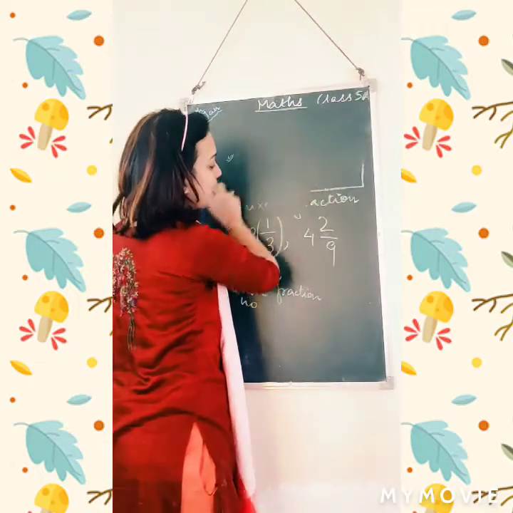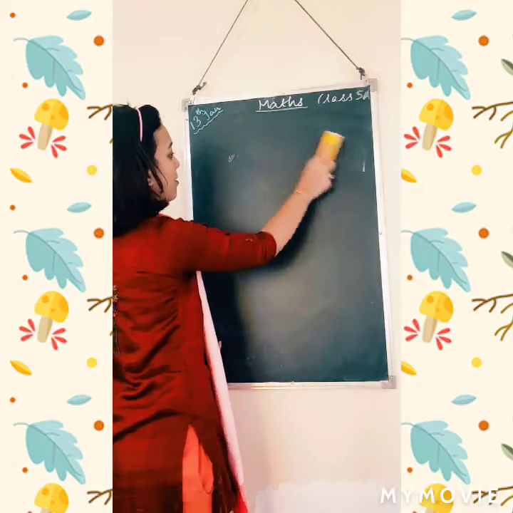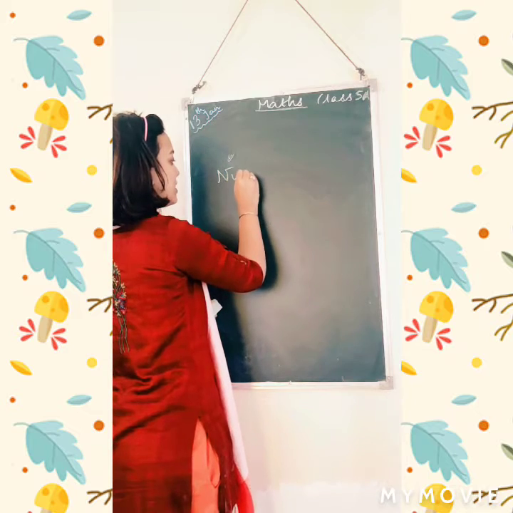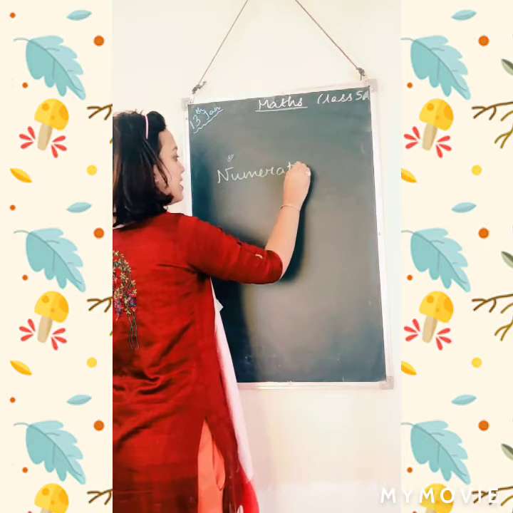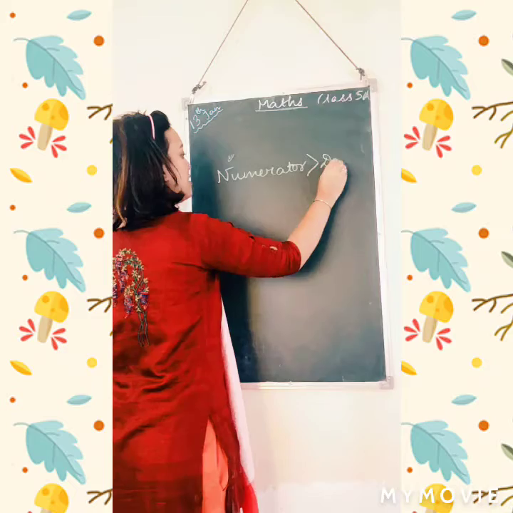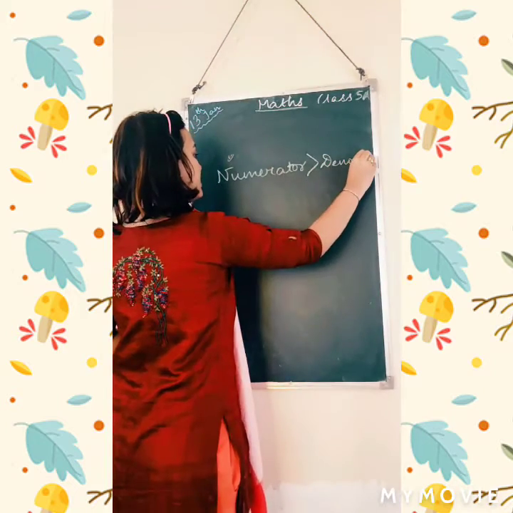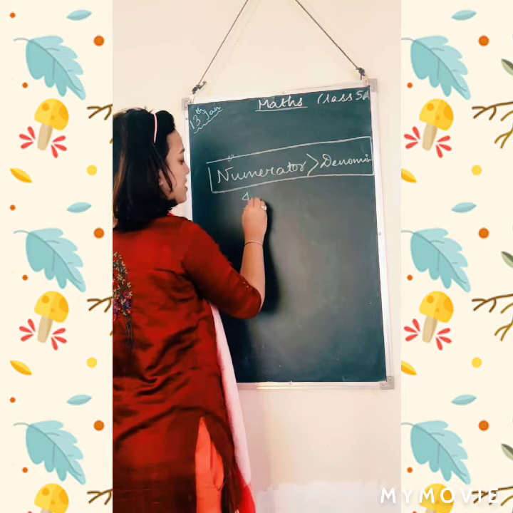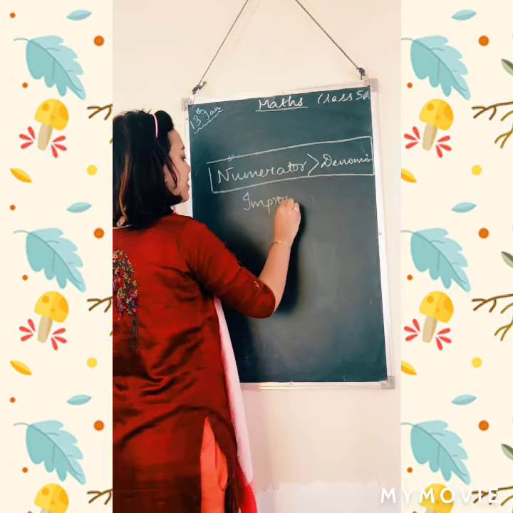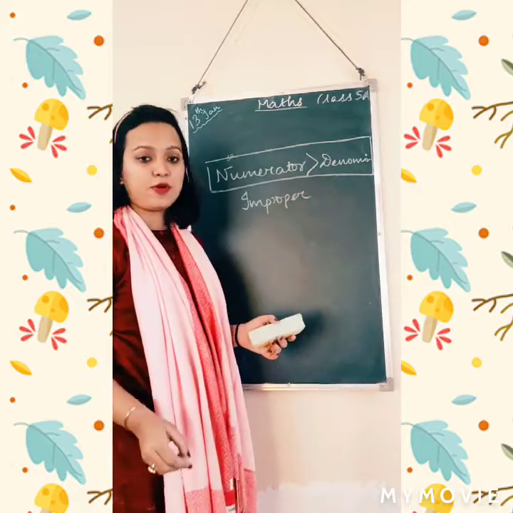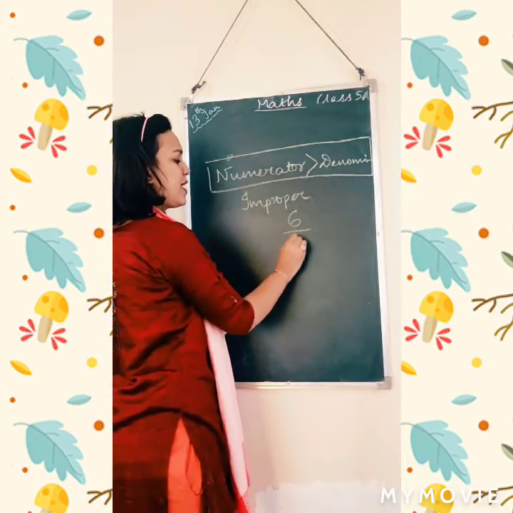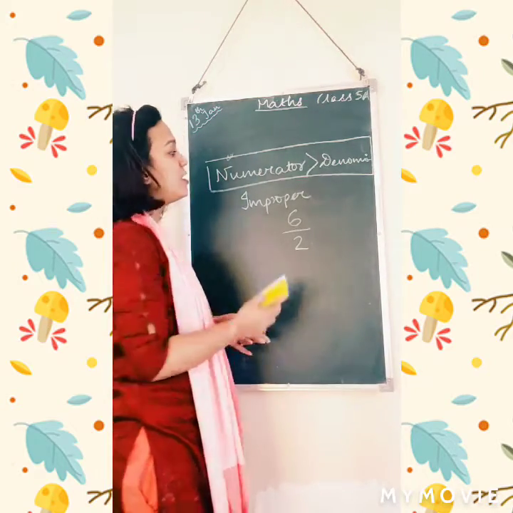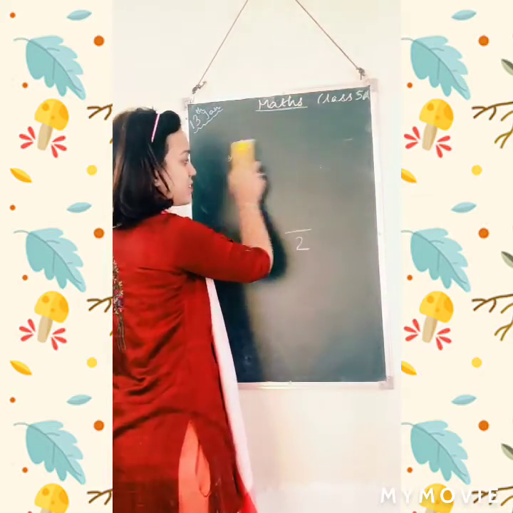Now, what is an improper fraction? An improper fraction is a kind of fraction in which the numerator is greater than the denominator. Such a fraction is called an improper fraction. For example, 6 by 2. Now 6 is greater than 2, the numerator is greater than the denominator, so this is called an improper fraction.